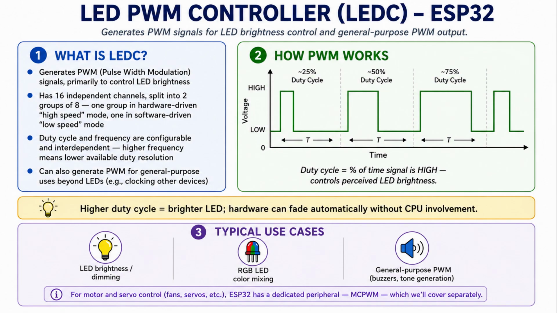LEDC has multiple PWM channels and allows us to control both frequency and duty cycle. There is an important trade-off here. As we increase the PWM frequency, we may lose some duty cycle resolution. One nice feature is that PWM generation happens in hardware. So once it is configured, the CPU doesn't need to continuously toggle the GPIO. Typical applications include LED dimming, RGB LED control, buzzers and tone generation.